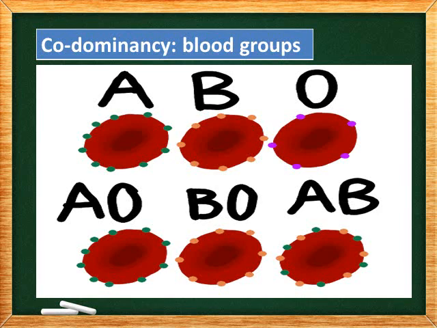In this case, we can't say it's incomplete. It's not an intermediate between A and B. No, together they are expressed, so it's the case of codominancy.